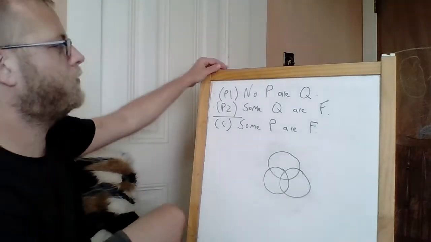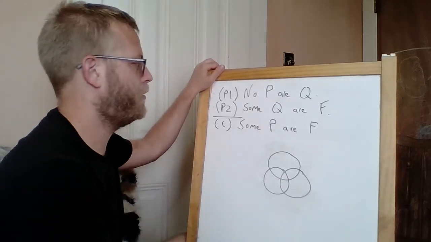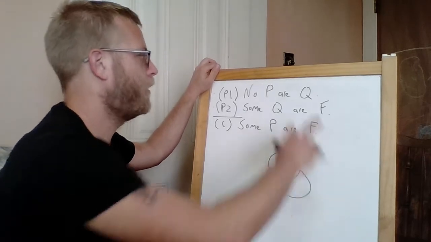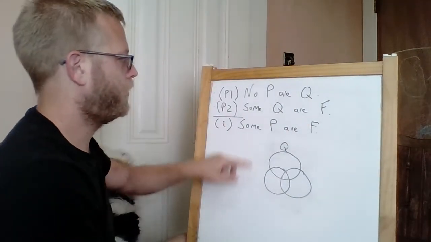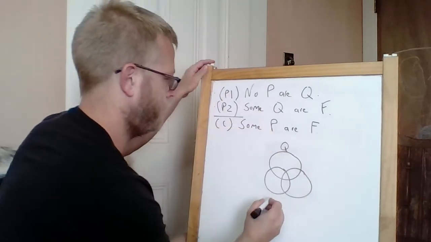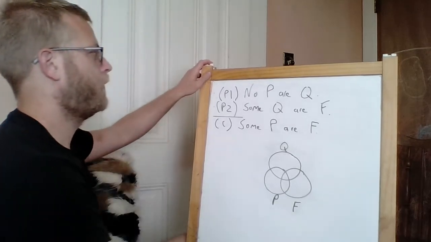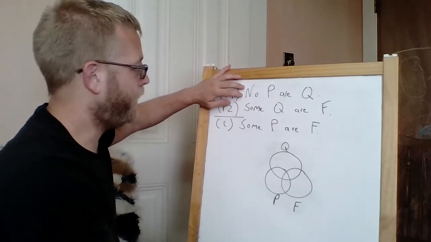Okay, here we go. Let's try to get the beginning part going faster. Hopefully it's just very clear to you what the first steps are. Middle term, middle circle, look at the conclusion, P and F. Okay. We're starting with universal this time. That's great. That makes it easier, right?